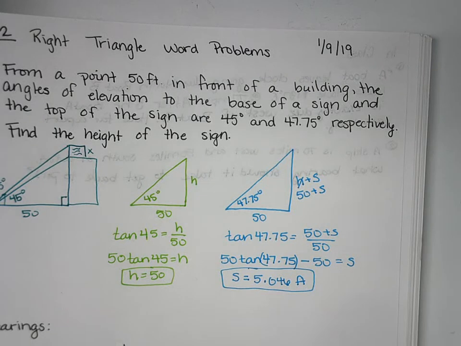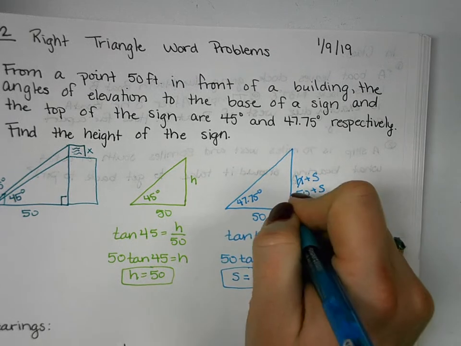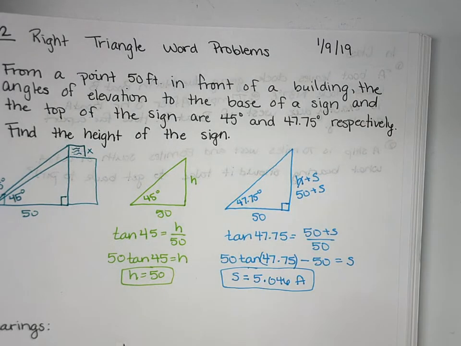So you will get some problems where you'll have multiple angles of elevation or depression within a problem. The easiest way to approach it would be to look at multiple right triangles and find corresponding parts and use that information to help you.